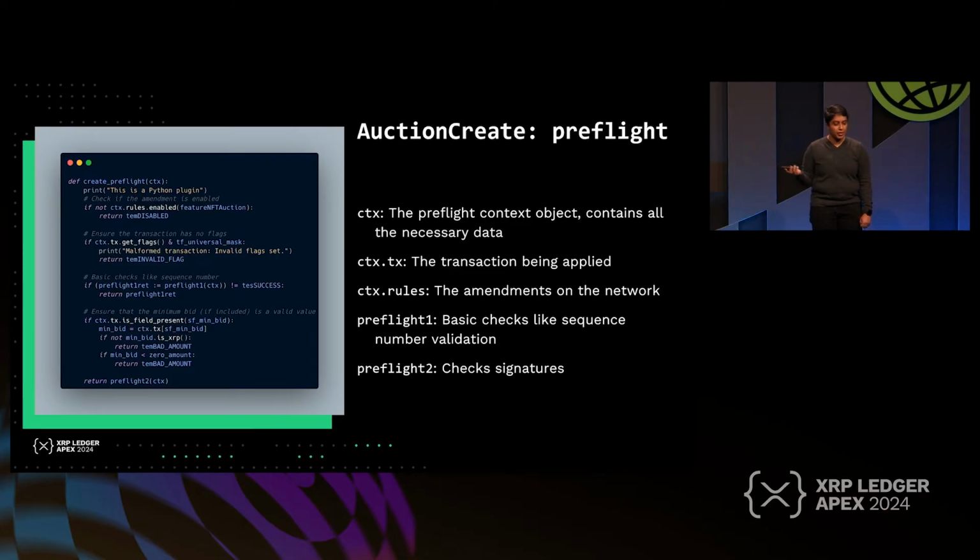And then we want to make sure that the minimum bid, if it's included, is a valid value. So for simplicity's sake, we're only sticking to XRP bids. So we want to make sure that it's going to be an XRP amount, and we want to make sure that it's not a negative value. And if it's one of those things, then we want to return another error. And if all that works, then we can declare it a success for now. Following so far?